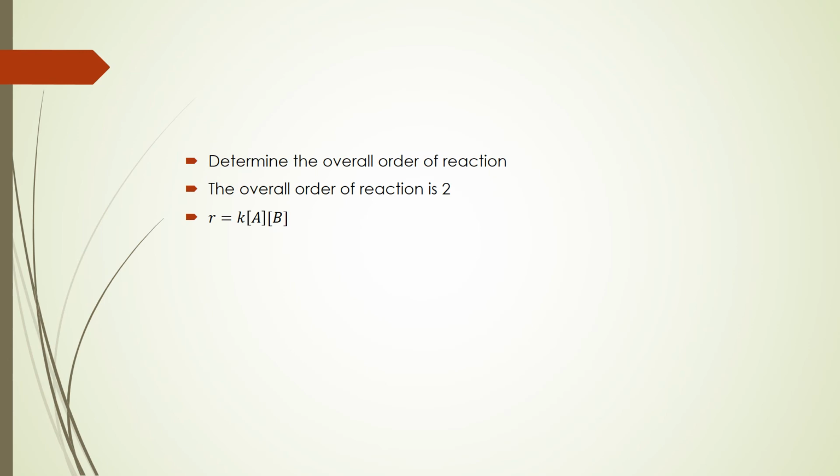Now, determine the overall order of reaction. The overall order of reaction is 2, because R equals K times concentration of A times concentration of B. The order for A is 1 and for B is 1, so the overall order is 1 plus 1, which is 2.